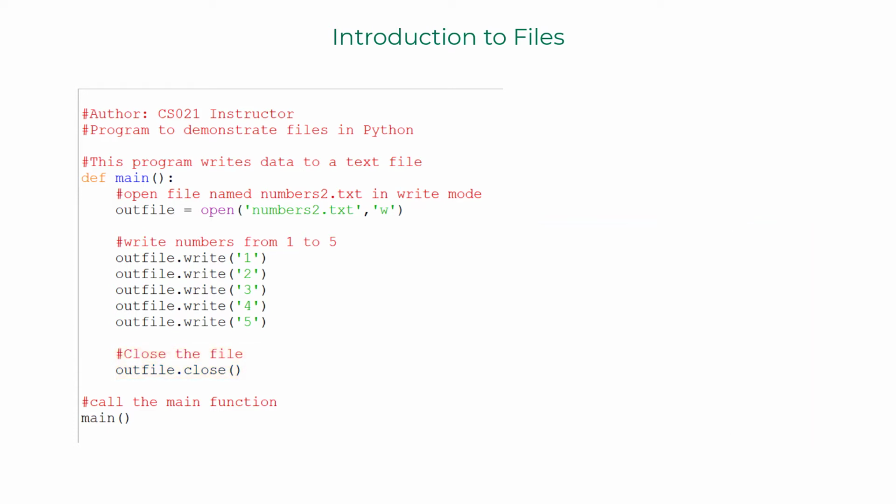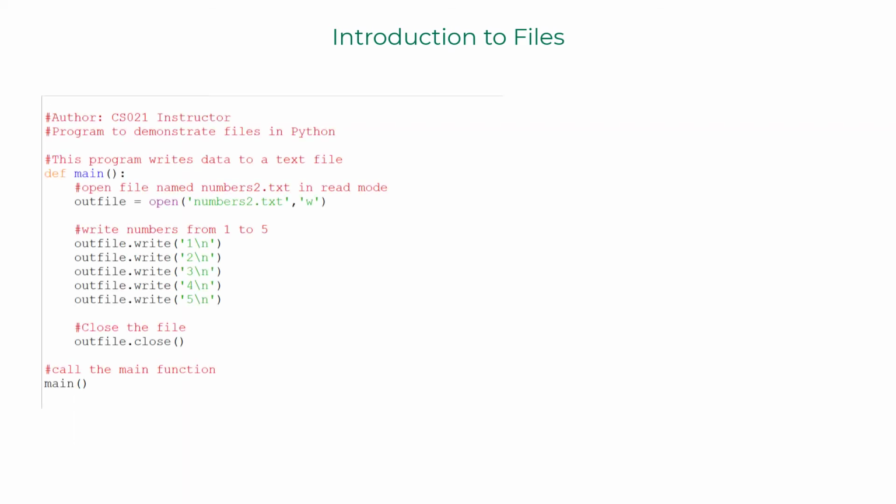Now let's see what contents are written to the file when we run this code. Oops, looks like the new line characters are missing here. Let me quickly add them in the program right after the numbers. And there you go. This would display the numbers in separate lines in the text file. More of reading and writing files in the next lecture.